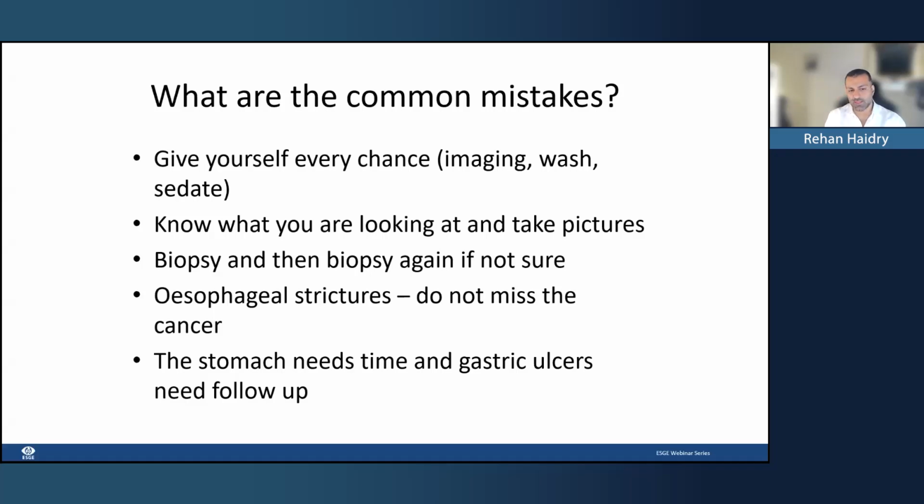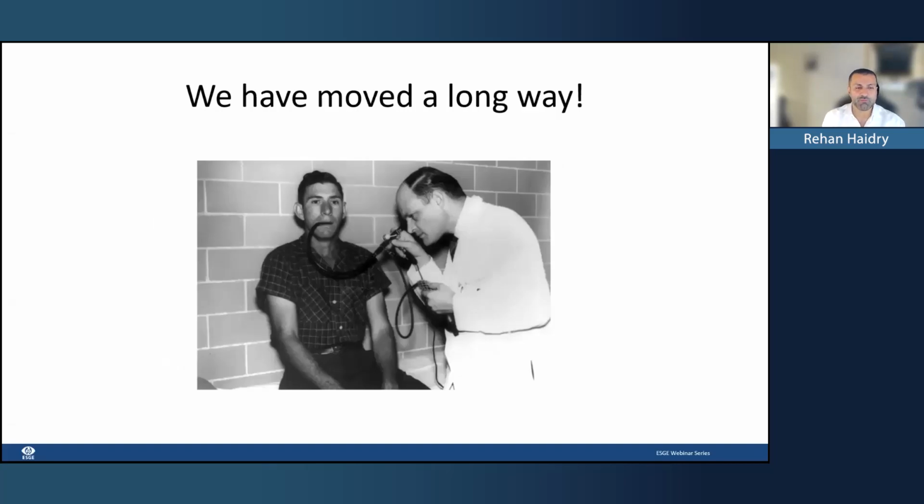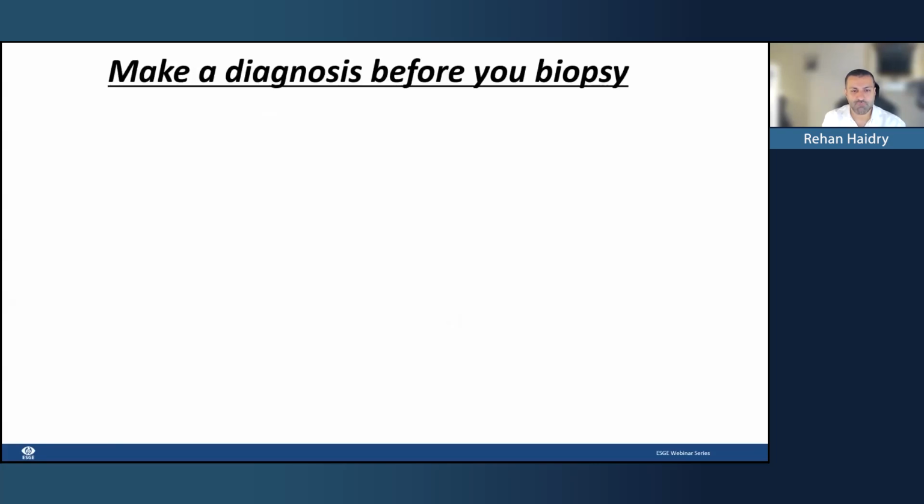And then we need to be careful of things that are going to catch us out. Esophageal strictures, for example, we mustn't miss the cancer. The stomach is a big, big place, and gastric ulcers can be pre-malignant. So we need to know what we're looking at, and we need to follow these up. And we've moved a long way. So this is a picture of Basil Hirschowitz doing a fiber optic endoscopy on his fellow in his garage. We're very lucky now because we have wonderful endoscopes.